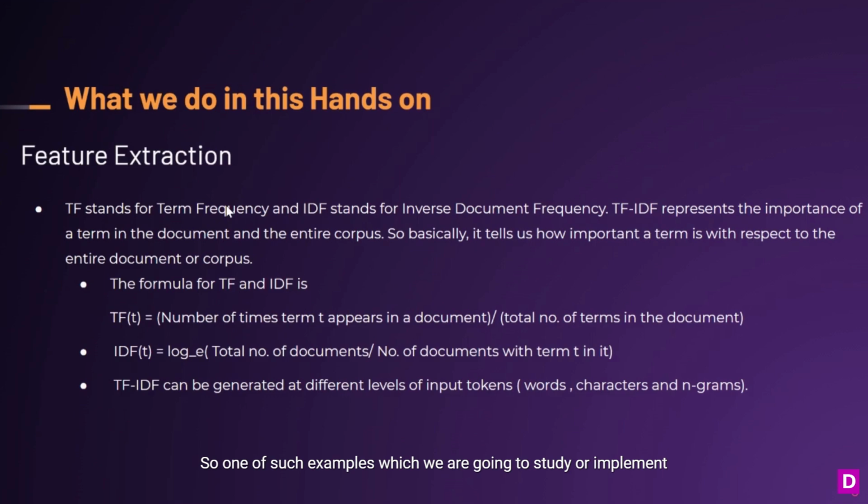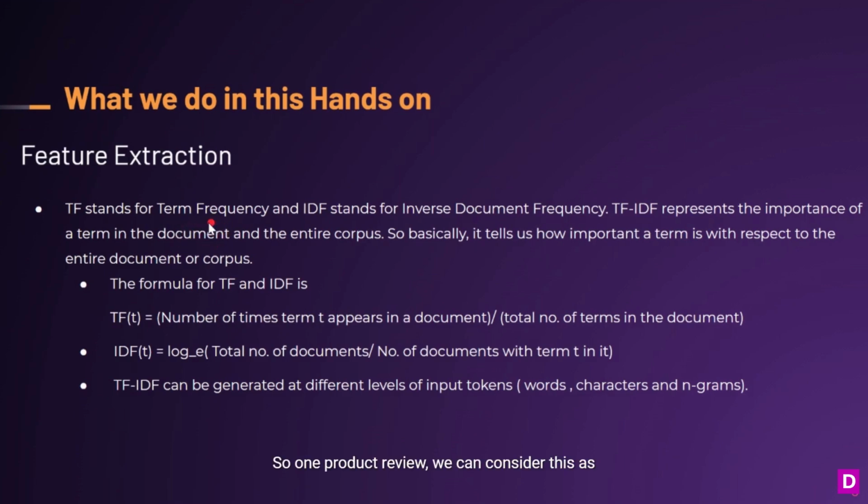One such example which we are going to study and implement during the hands-on session would be TF-IDF vectorization. So what does TF represent? TF stands for term frequency and IDF stands for inverse document frequency. We will get a score called the TF-IDF score, which represents the importance of a term in the document. The term document refers to a paragraph or a whole page or a whole particular subject. We can consider a document as one review basically.